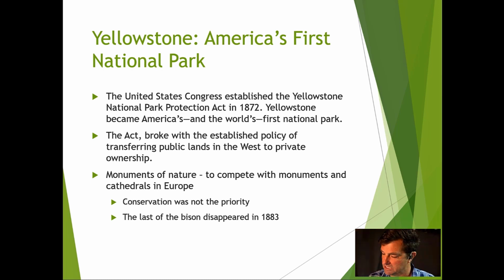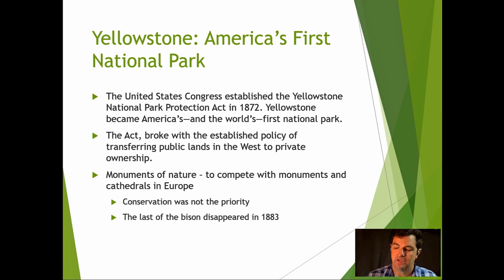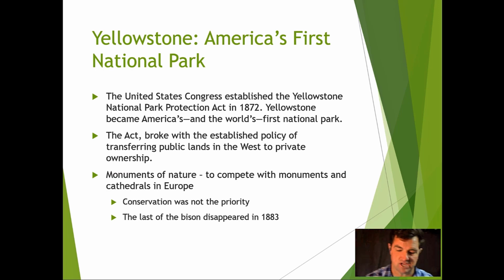The United States Congress established the National Park Act in 1872, and that's when Yellowstone became America's and the world's first national park. The National Park Protection Act of 1872 kind of broke the established policy of transferring public lands in the West to private ownership. But the idea at the time was not the conservation of the parks. The parks were to be monuments of nature, these spectacular places to compete with the monuments and the cathedrals of Europe. And in fact, the last bison disappeared about 10 years after Yellowstone was established.